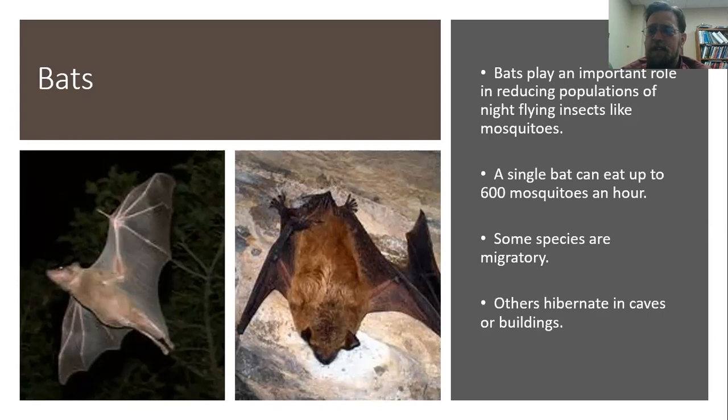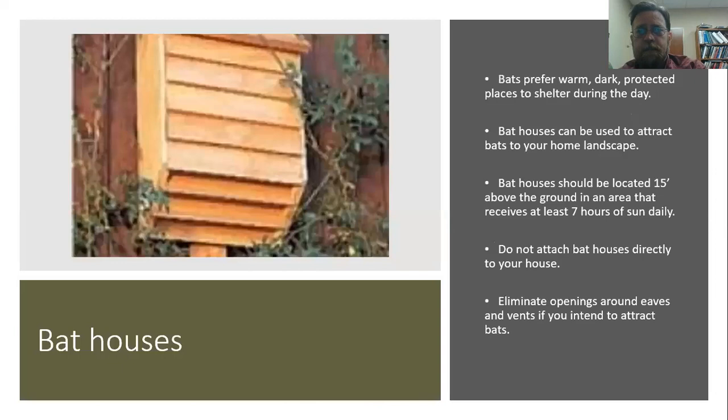So some species are migratory. A lot of them will hibernate in caves or hollows in trees. Again, really easy to add in bat houses in order to give them a place to nest, and really interesting to watch in the evening as they flit around hunting for insects. Now, bats do prefer warm, kind of dark areas in order to have a place where they can shelter during the day.